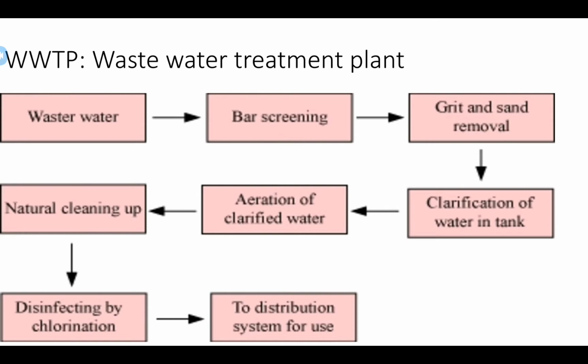So first, what is the flow chart of a WWTP? Generally, the wastewater flows into the first chamber, bar screening. There the solid waste is separated. Then the water flows from bar screening to the grit and sand removal tank. From there it mainly flows into the aeration of clarified water. Then the clarified water is sent to nature, meaning river beds and seas, where it can naturally clean up. If you want to use it, we have to disinfect it using the chlorination method. Then we distribute it for different systems. That is the wastewater treatment plant.